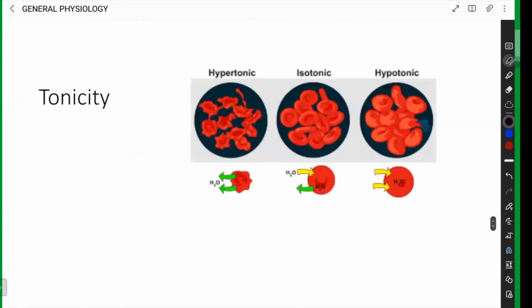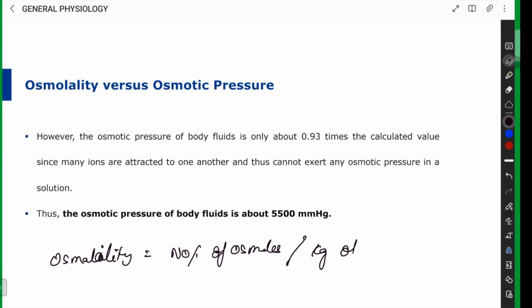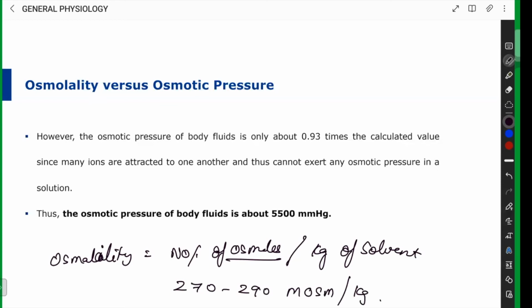So what is osmolality? Osmolality is equal to the number of osmoles divided by kg of solvent. This is what is important. Osmoles are otherwise called solutes that are going to cause osmotic effect. So normal osmolality in a human is 270 to 290 milliosmol per kg. So this is normal.